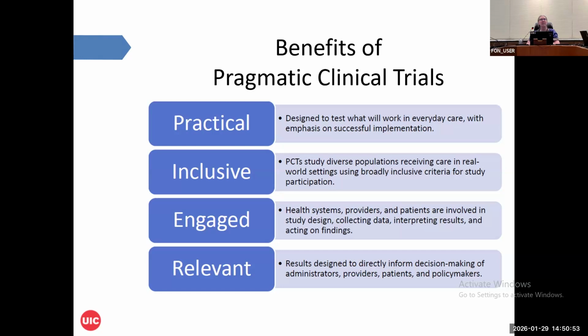Engaged. And this is important because you already have buy-in before you get started from the key stakeholders. The health systems, the providers, and the patients are all involved in the study design, the collecting of data, the interpreting of results, and the acting on findings. So you already have that buy-in. And then it's relevant because results are designed to directly inform decision-making for all the stakeholders: the administrators, providers, patients, and policymakers.